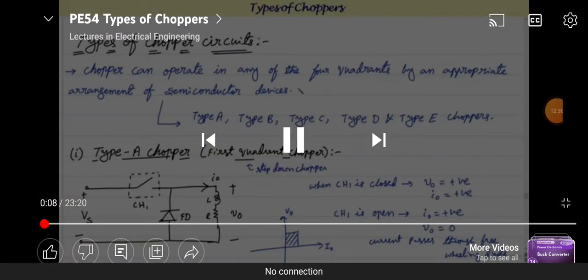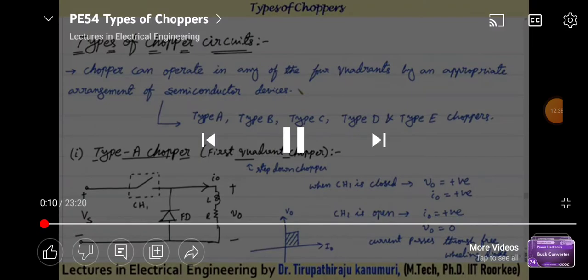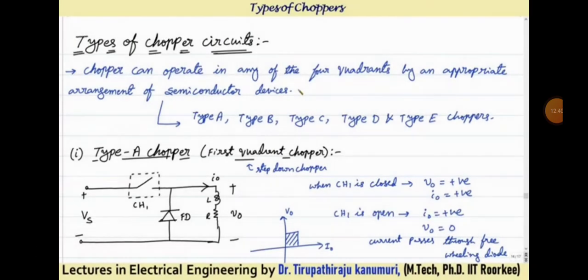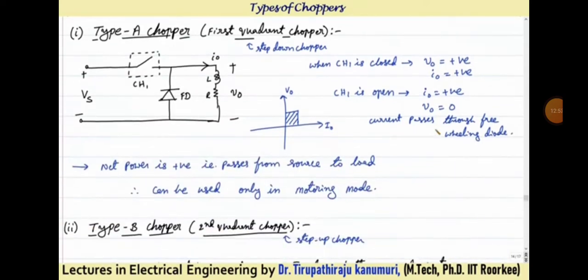Choppers can operate in four quadrants by appropriately selecting the arrangement of the semiconductor devices, depending on which quadrant they are operating in, whether single quadrant or multiple quadrants. They can be classified as type A, type B, type C, type D and type E choppers. Let us see each one of these choppers in detail now. The first type is also called the type A chopper or the first quadrant chopper. This chopper we have already discussed. This is nothing but the same as the step down chopper.